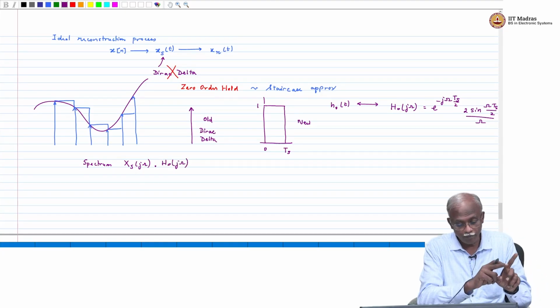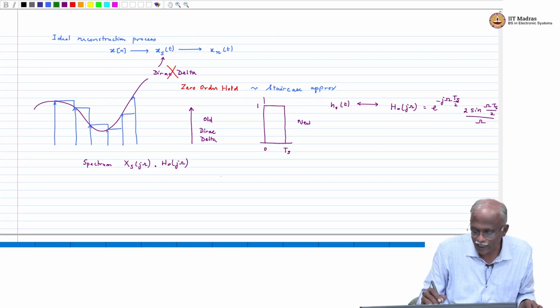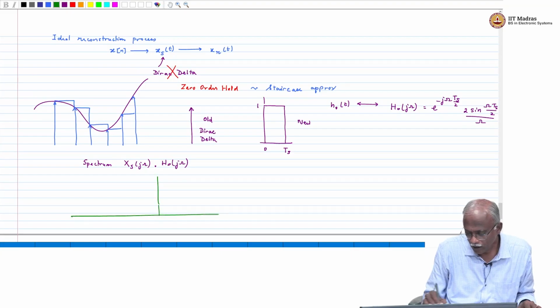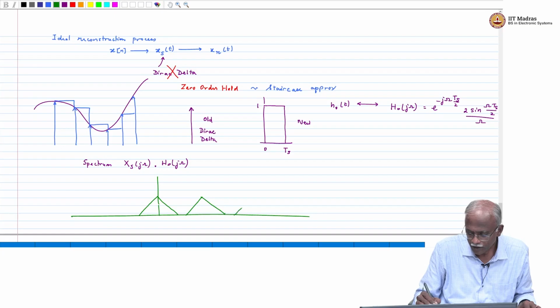Okay, so you take the original spectrum. What does that look like? Actually, very interesting. Okay, H0 times Xs of j omega, what is it? It's basically all these copies of the spectrum.